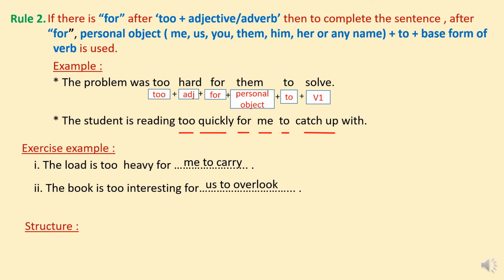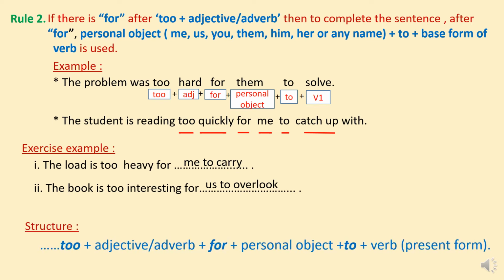So the structure here is followed: too plus adjective or adverb plus for plus personal object plus to, that is to plus verb present form.